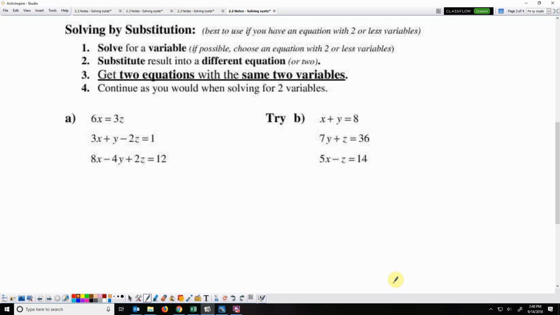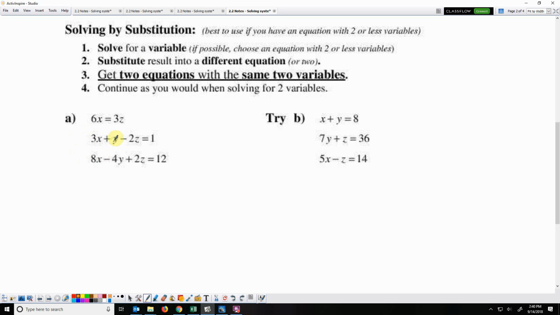Hey guys, today we are going to solve 3x3 systems of equations. So that means 3 equations with 3 variables. First we're going to solve by substitution. The first step is to solve for one variable. We want to get one variable by itself.